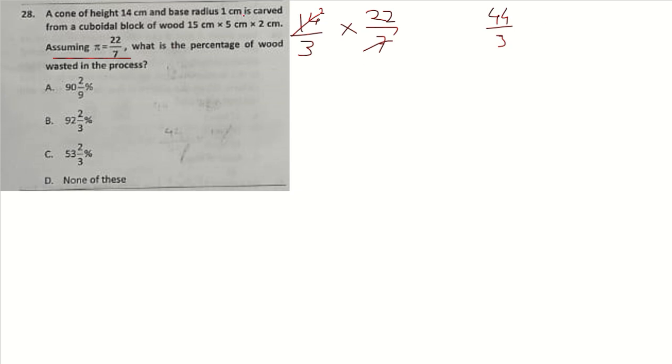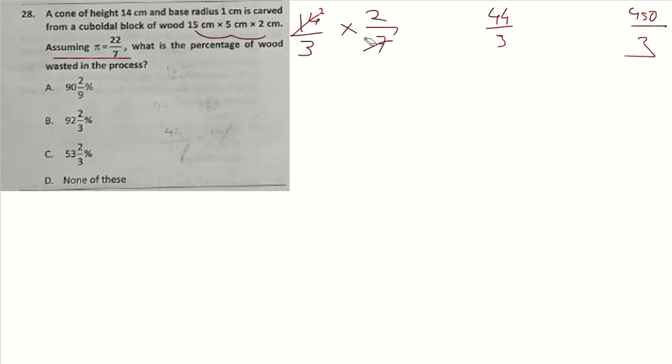Now, for the cuboidal block, the volume is 15 into 5 into 2, 15 into 5, 75 into 2, 150, which in terms of this is 450 upon 3.